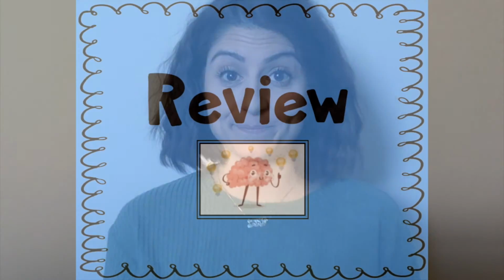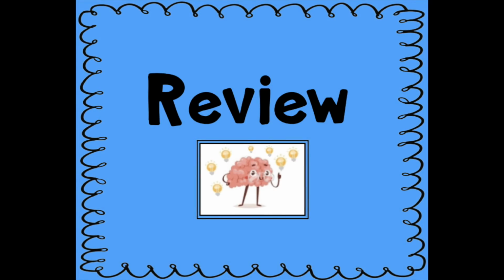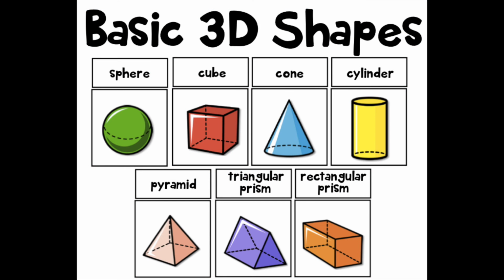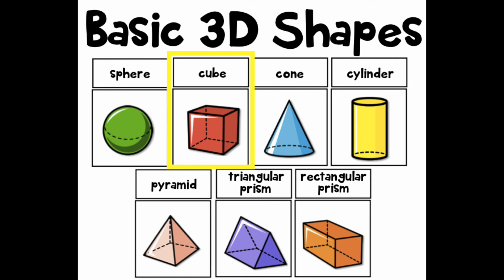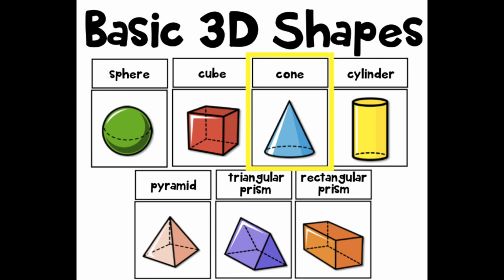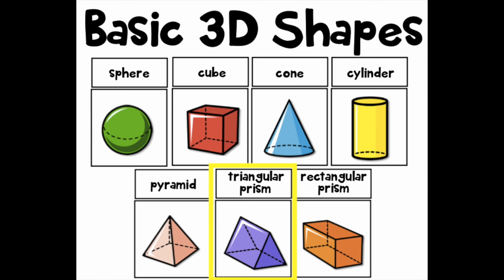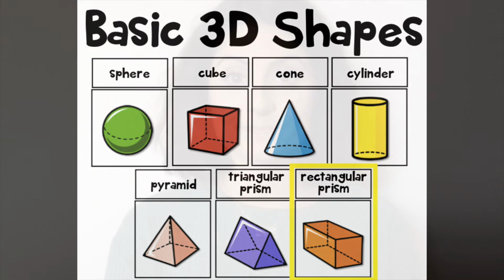How did you do? Before it's time to end our session together, let's review what we learned about three-dimensional shapes. When you see the yellow rectangle move over each 3D shape, let's say the name of the shape together. Here we go. Sphere, cube, cone, cylinder, pyramid, triangular prism, rectangular prism.